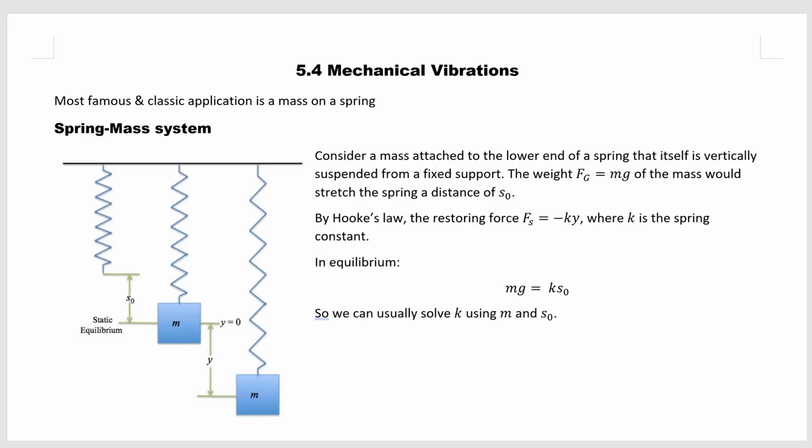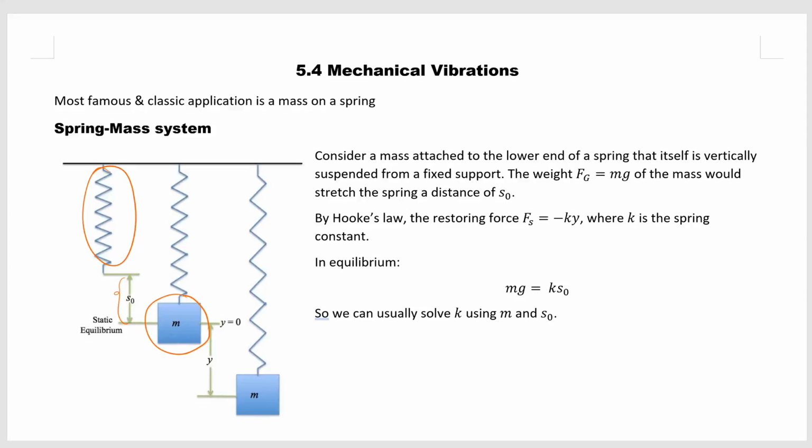So consider a mass attached to the lower end of a spring that itself is vertically suspended from a fixed point. So here we have the spring, and let's say we have a mass attached to the spring. What happens? It's going to stretch the spring, right? Let's say the distance it stretched the spring is s0. Okay, and how many forces act on this mass, this object?